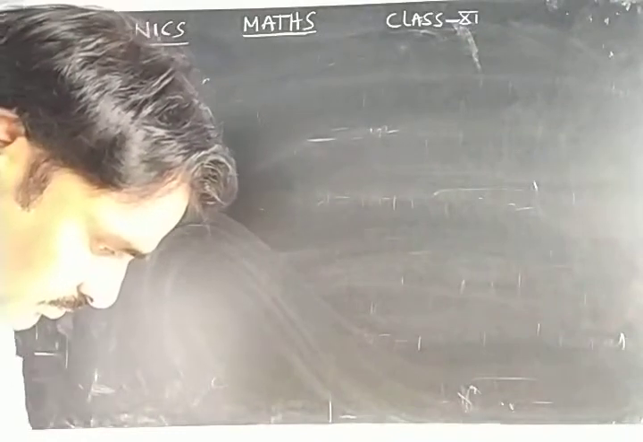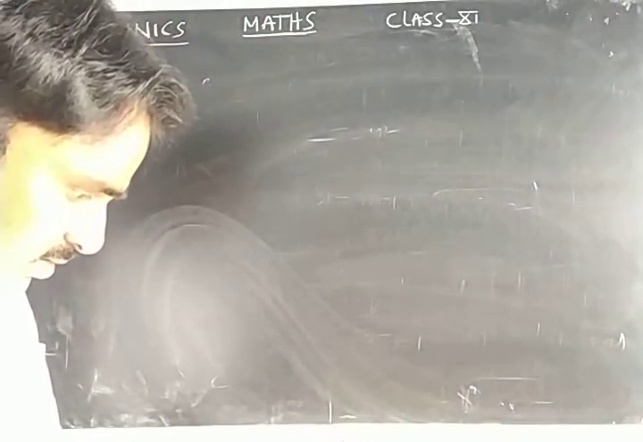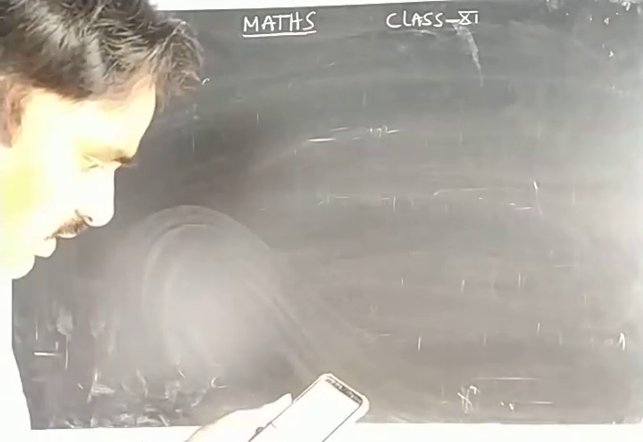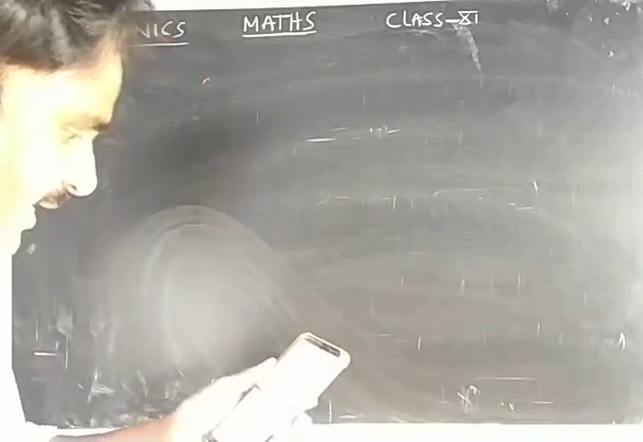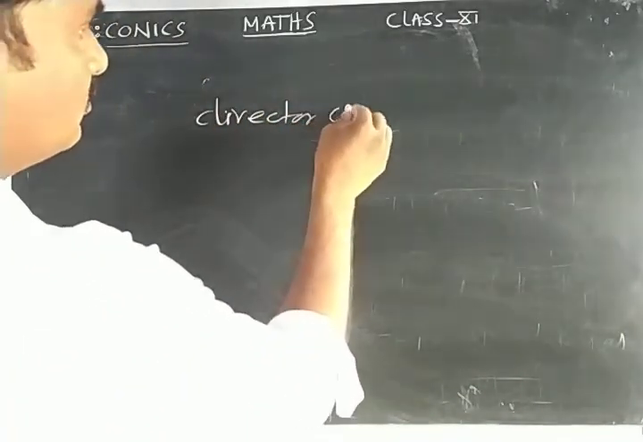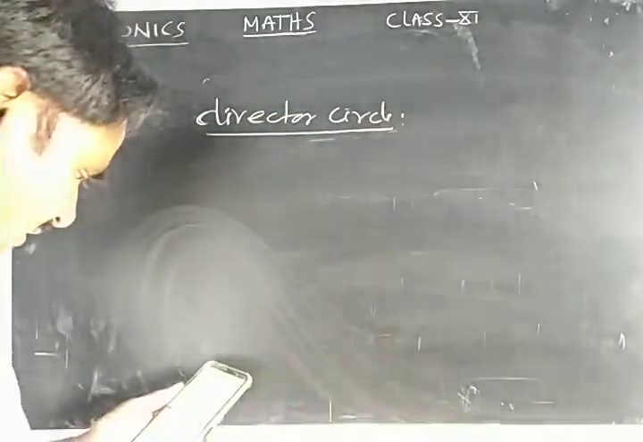Write some results in your textbook. It is there. Results proof left to the reader. Okay, without proof, some definitions are given. Director circle. Definition of director circle.